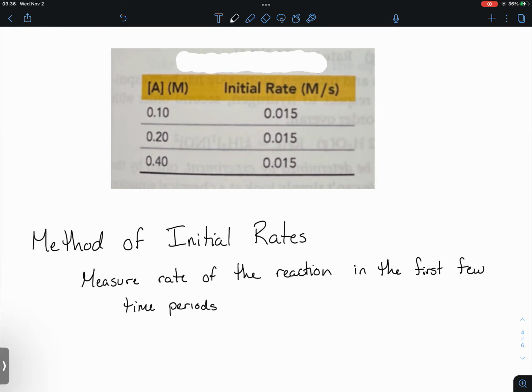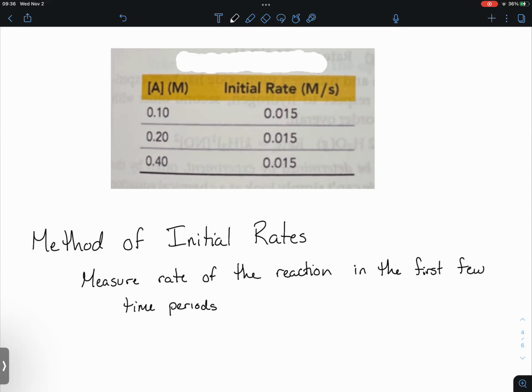Depending on the reaction, if the reaction's really slow, you might need to measure it for a few minutes. If it's really fast, you might need to measure it for a few seconds. But you're going to just measure the initial rate of that reaction right after you start the clock. Exactly how long you measure it for depends on the reaction itself. The important bit is you need to measure it for the same time period for every single one.